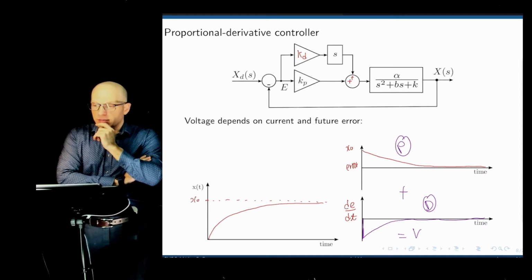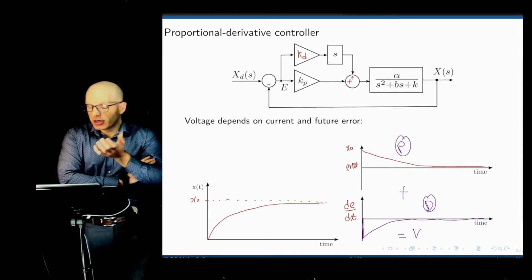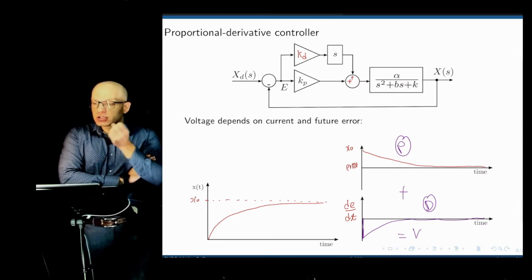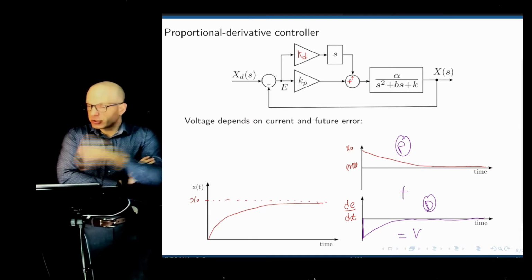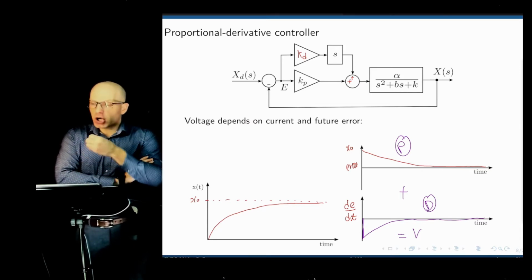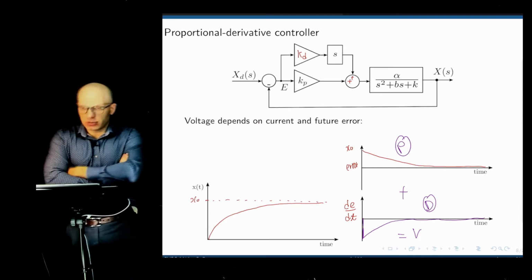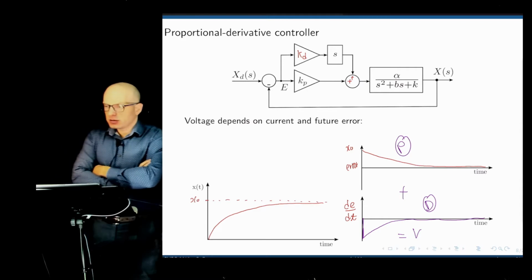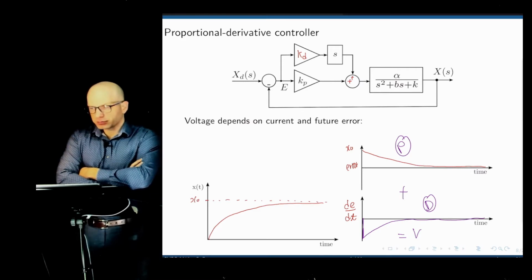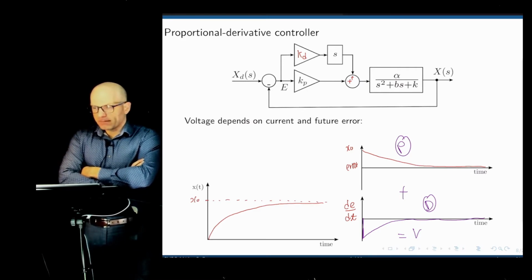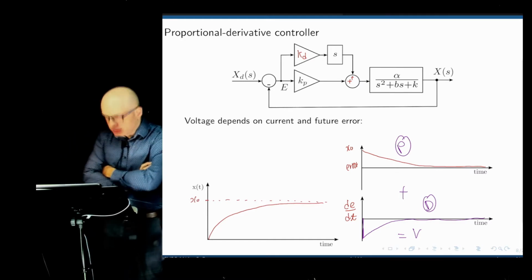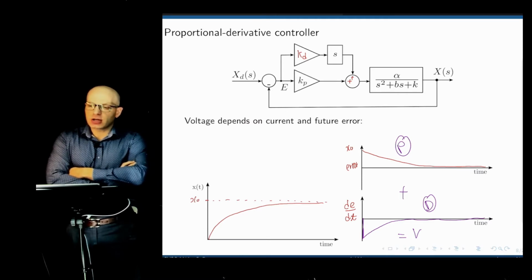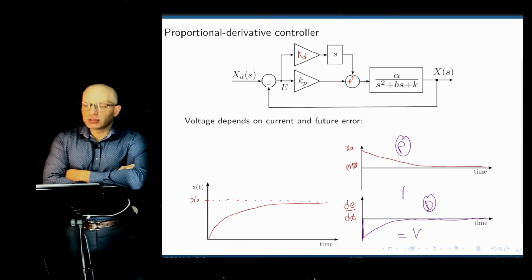It does nothing because we are taking the derivative of the error, and in a steady state, the error is constant. It's either zero or non-zero, doesn't matter, but it's constant, and the derivative of a constant is zero. So what is the influence of the derivative gain in the steady state error? It has no influence. Very good. It has no influence because in a steady state, once again, the error is a constant, either zero or not, and the derivative of a constant is zero.